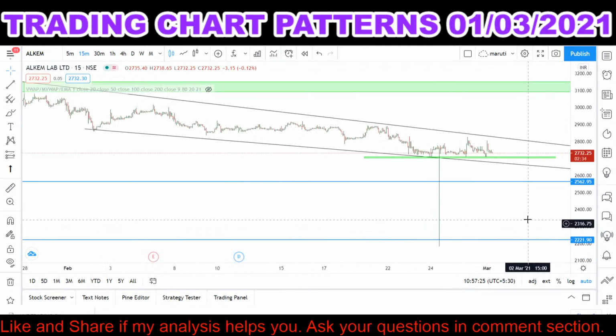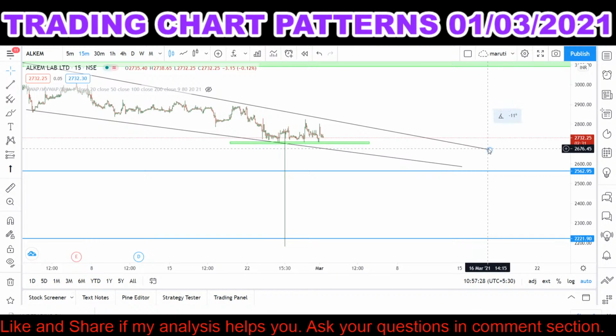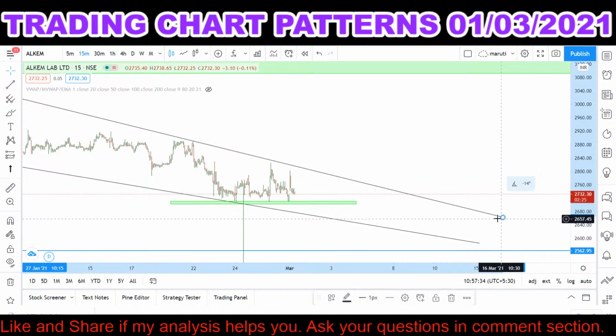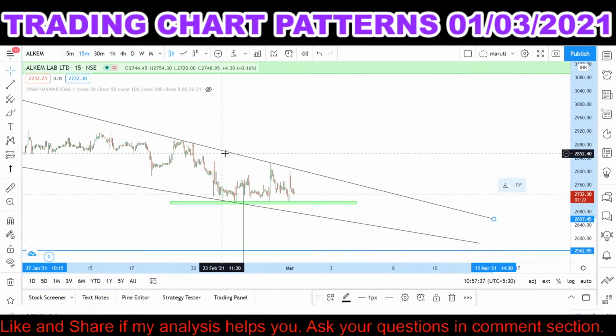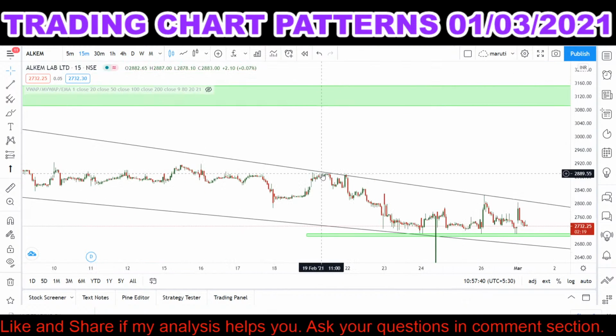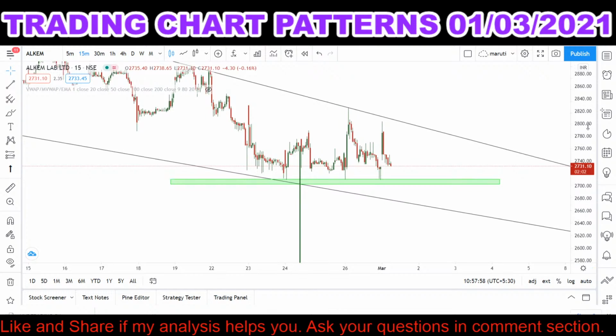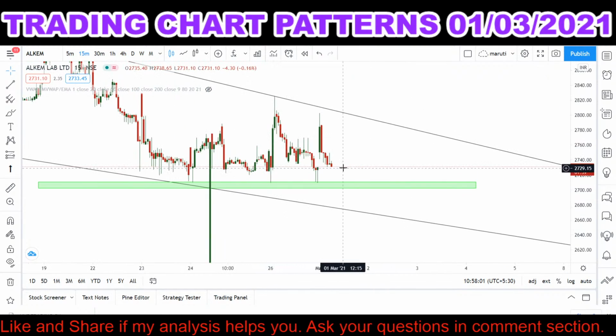Now what has happened? This was my resistance yesterday. I took this level as a resistance and drew a line. Now this stock is falling. It has a support of 2711. If you go for a short sell here, the target is 2711. But remember, this region is also a support for this stock. There is a clear price rejection here, here, here. So this region is support.